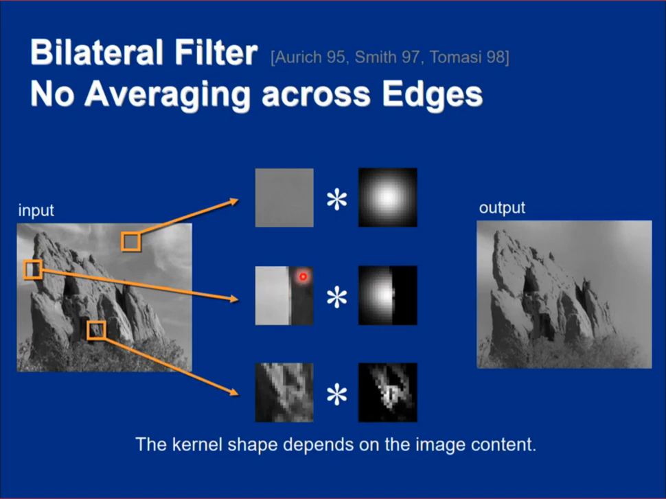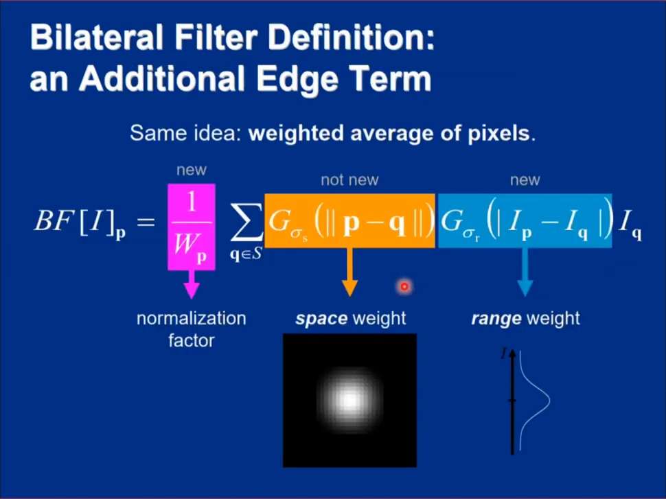And for the right part, because they are all dark pixels, the intensity difference for a pixel here against its central value is very large. So the weight becomes very small. So the weight is controlled by the second term. And this is the range weight, and this is the space weight.